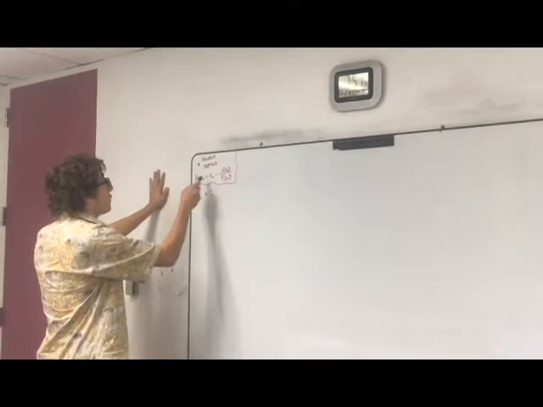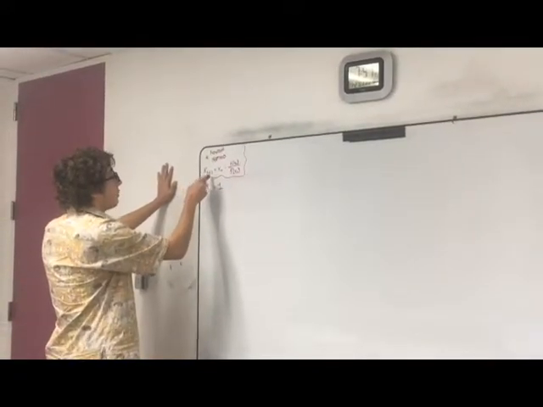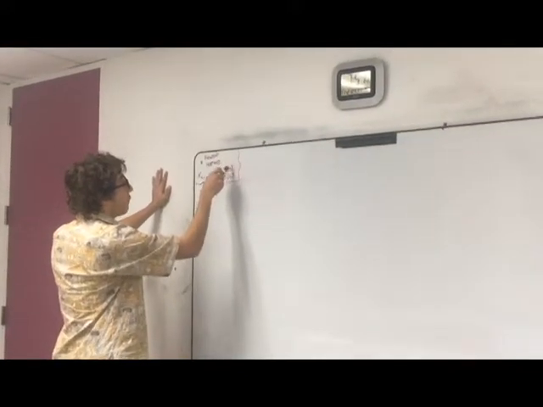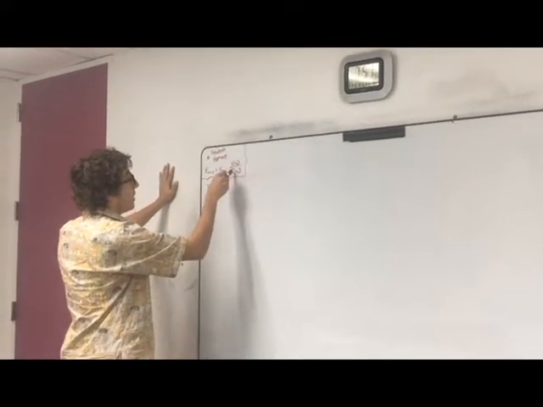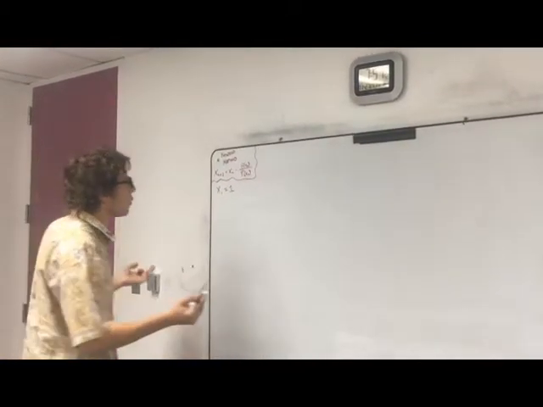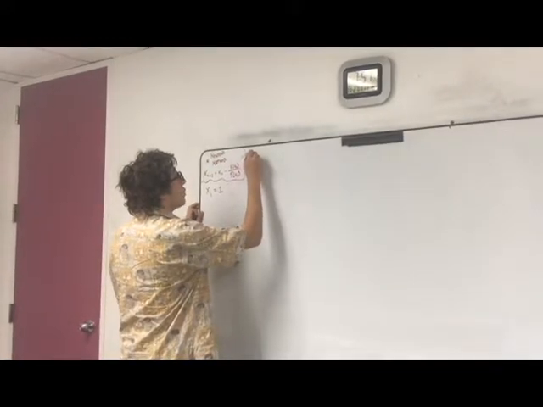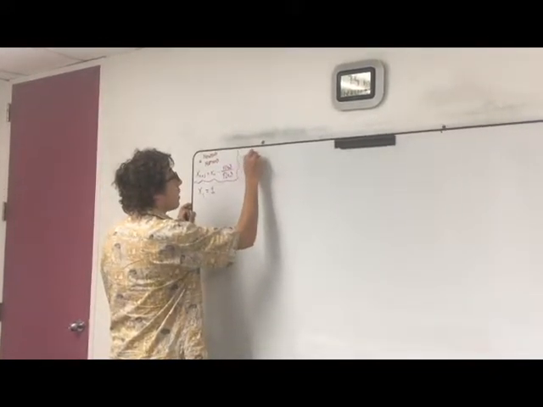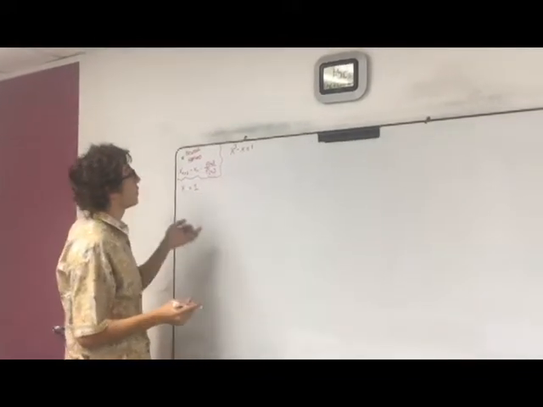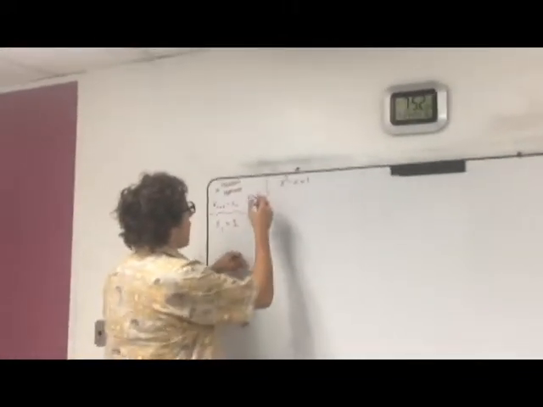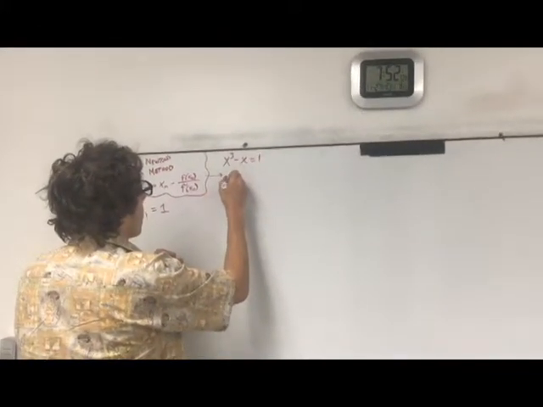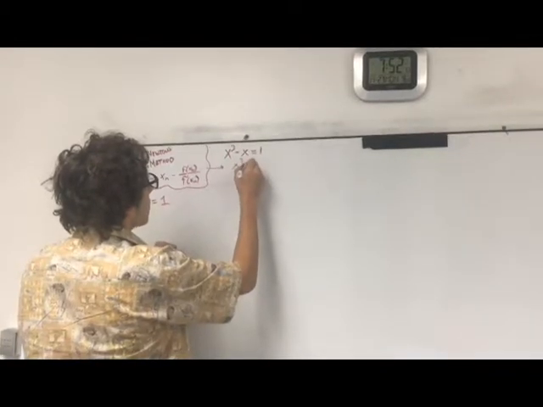As you know, Newton's method is x n plus 1 equals x n minus f of x n divided by f prime of x n. In this case, we were given a function, x cubed minus x equals 1, as you may remember. So to put it in simpler terms, I could find f of x n, which would be just x cubed minus x minus 1.